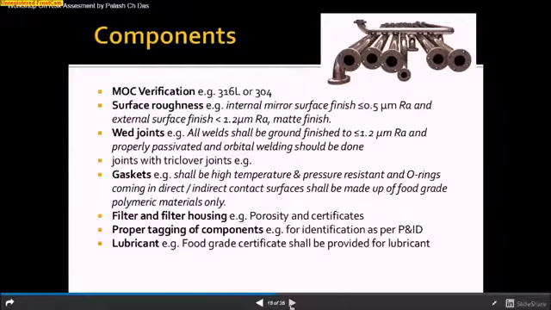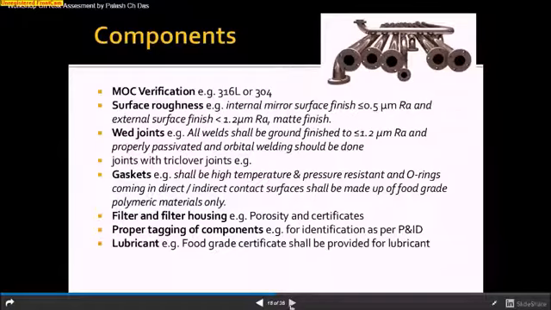Even whether your gaskets are compatible with acid or alkaline, that you need to check. Next is filter and housing. Porosity and certificate should be there for filter and housing. Proper tagging of components is also required for identification. Once you do your maintenance, if there is tagging, you can easily identify from your P&ID.